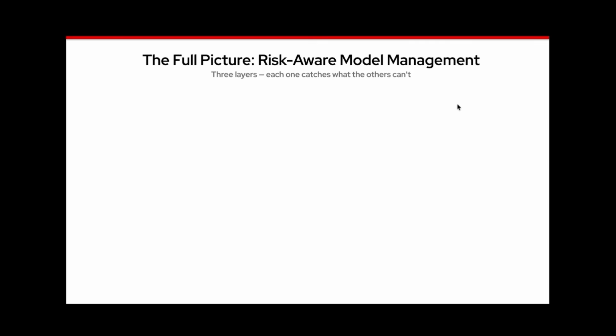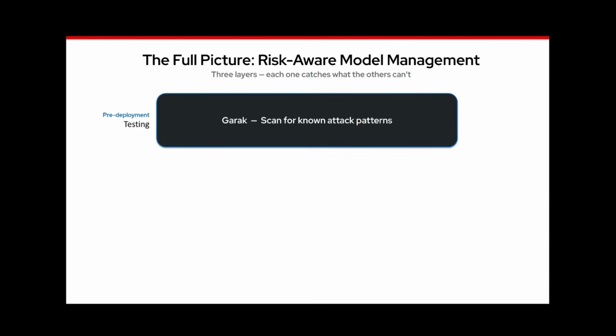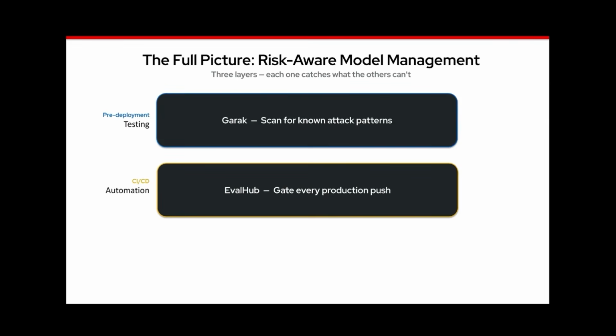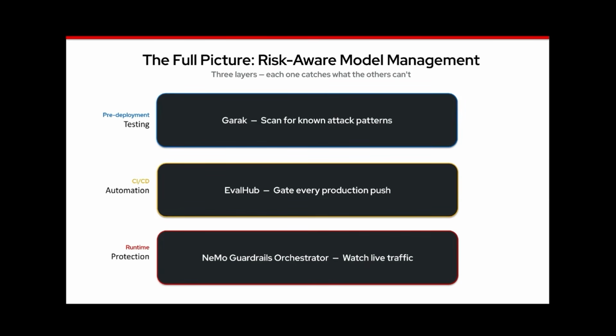So here's the full picture. Scan for known attack patterns with Garak, gate every production push on the result through EvalHub, and add the NeMo Guardrails Orchestrator as a runtime layer that watches live traffic. Not because every car will crash, but because you'd rather know the rating before you're the one behind the wheel. Testing before deployment, automated scanning in a pipeline, and guardrails watching live traffic. 3 layers, each one catching what the others can't, and it all starts with that first scan, the one you just saw.